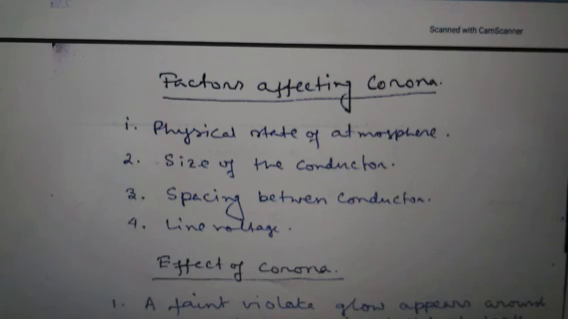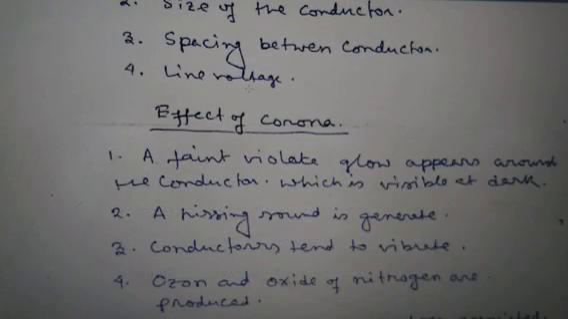Now, spacing between the two conductors. If the spacing between the conductors is made very large as compared to their diameter, there may not be any corona effect. It is because the large distance between the conductors reduces the electrostatic stress at the conductor surface, thus avoiding the corona effect. The next one is the line voltage.